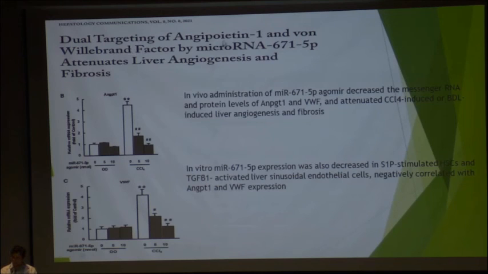They looked at blocking angiopoietin 1 and von Willebrand factor, and showed that the protein levels of angiopoietin 1 and von Willebrand factor were reduced. They showed an attenuation of liver angiogenesis as well as liver fibrosis. They also showed an activation of the liver sinusoidal endothelial cells. Once angiopoietin 1 and von Willebrand factor expression increases, there is a negative correlation with the activated endothelial cells. So this possibly represents another mechanism. And as I had already discussed, von Willebrand factor and ADAMTS possibly represent another mechanism of liver fibrosis.